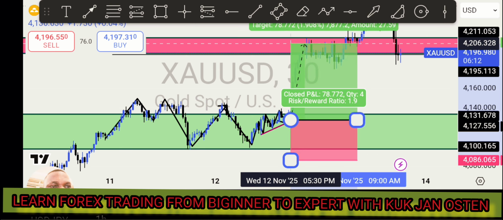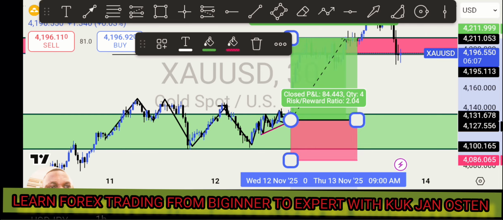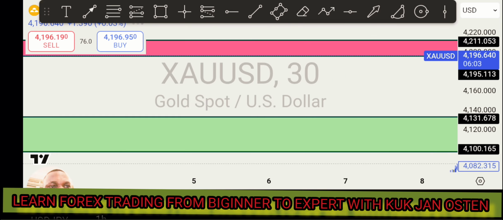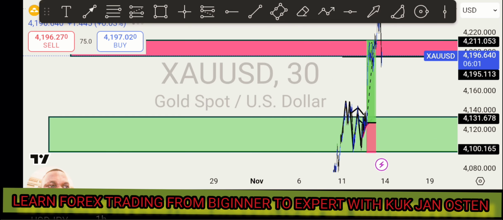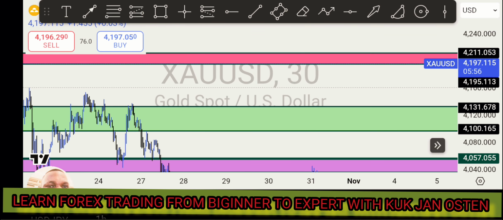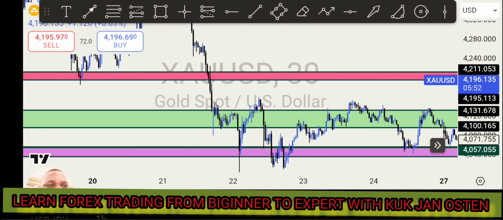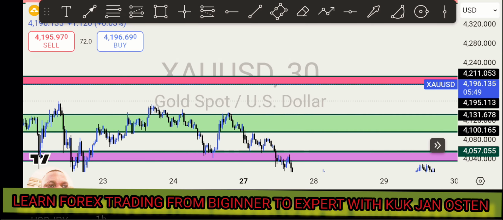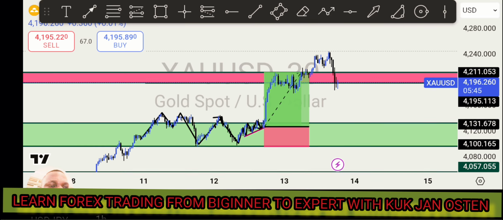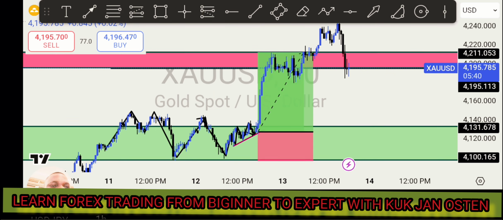So we set our TP. We would set our TP to the nearest resistance. It's always advisable to set TP at the nearest resistance. So this was the nearest resistance. So you set and cash out at your TP resistance. As simple as that.